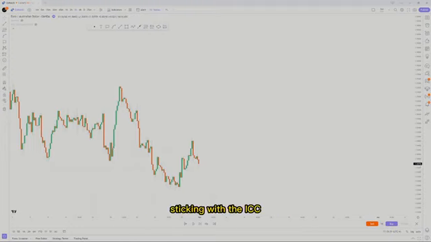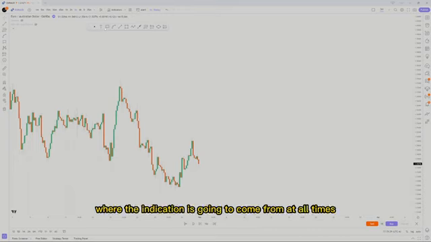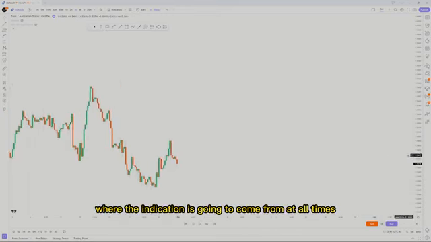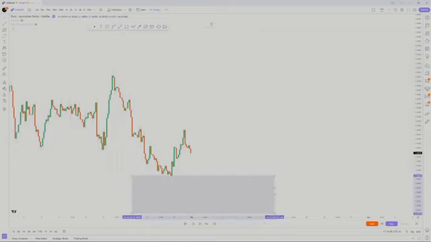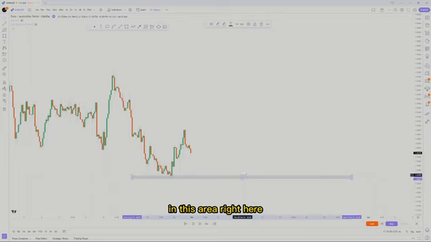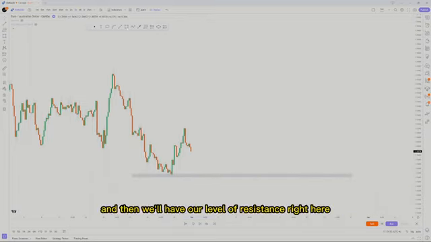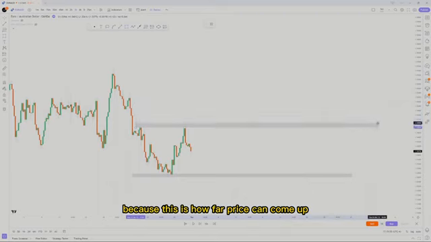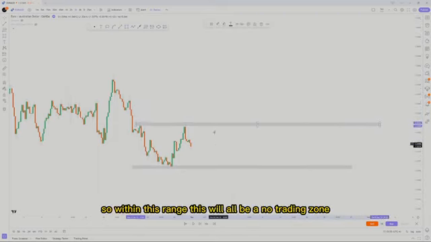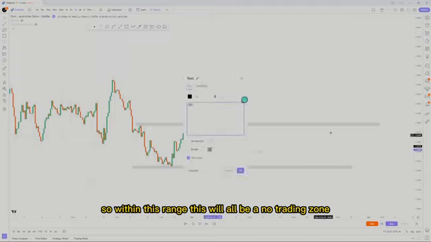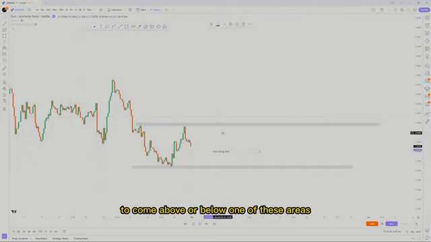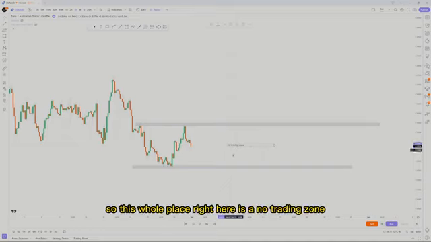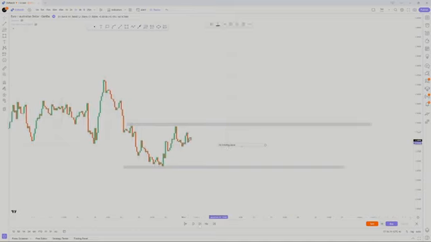Because remember, sticking with the ICC, we want to find where the indication is going to come from at all times. So in this case, we'll be looking for a level of support in this area right here. And then we'll have our level of resistance right here, because this is how far price can come up. So within this range, this will all be a no trading zone, and we'll be waiting for an indication to come above or below one of these areas. So this whole place right here is a no trading zone.